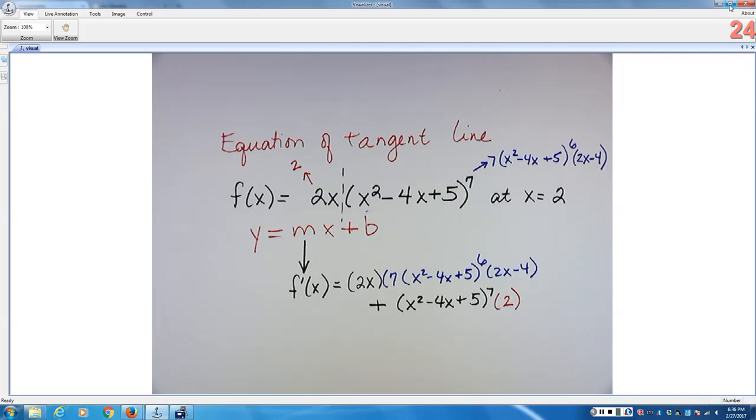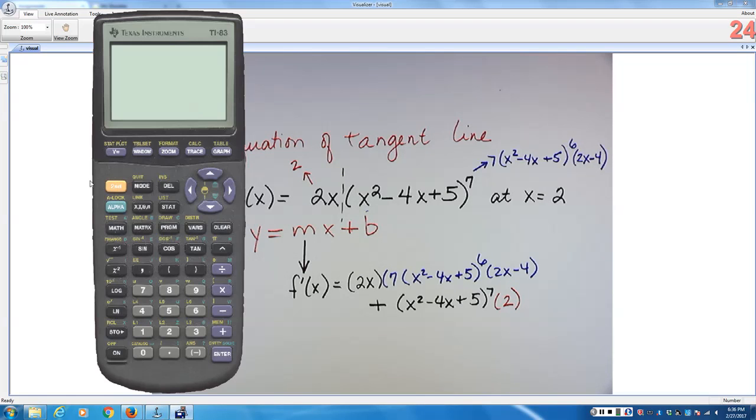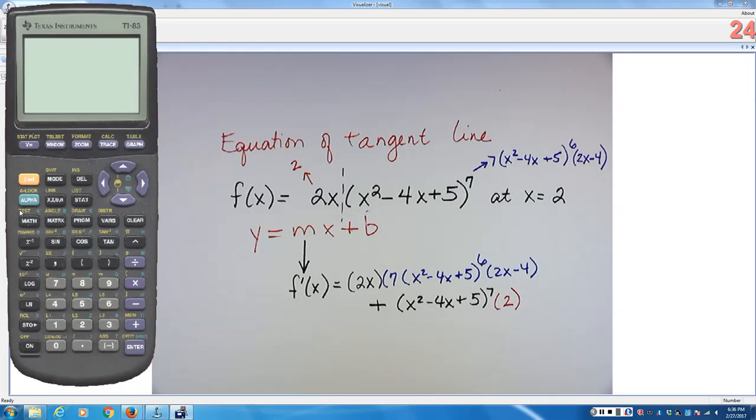Now, you can be tempted to simplify all you want to, but I guarantee you, even if I try to do it, I'm probably going to mess up too, at least the first time through. So here's what I'm going to do. I'm going to go to my calculator, and I'm going to go to y equals, and I'm going to enter in that function exactly the way that I wrote it.